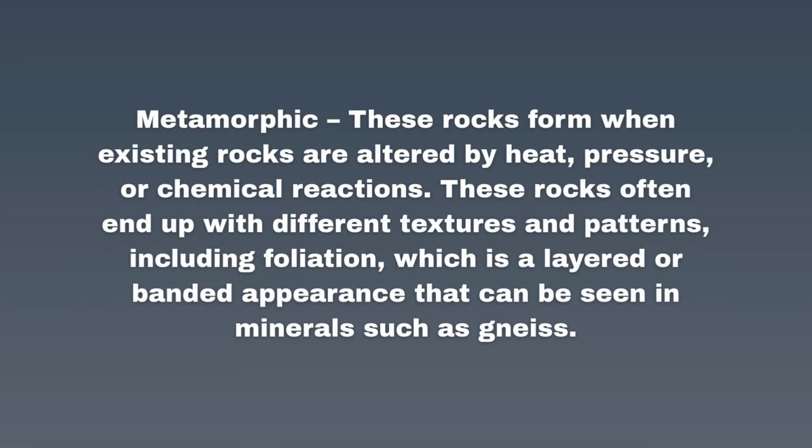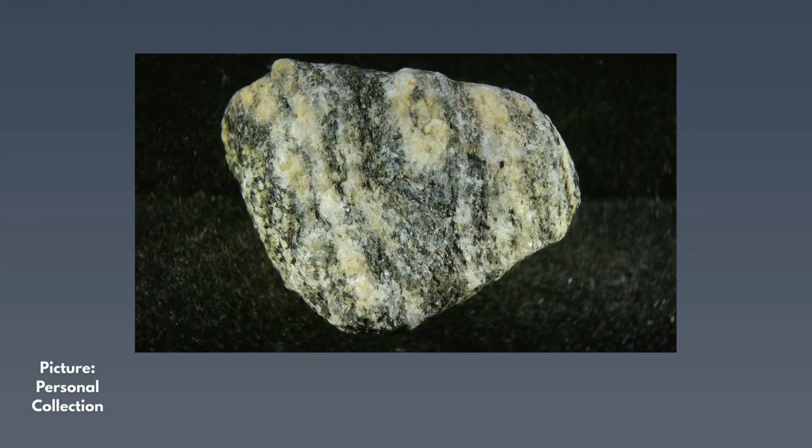Metamorphic. These rocks form when existing rocks are altered by heat, pressure, or chemical reactions. These rocks often end up with different textures and patterns, including foliation, which is a layered or banded appearance that can be seen in minerals such as gneiss. Here's a rather nice gneiss with banding that's caused by temperature and pressure.